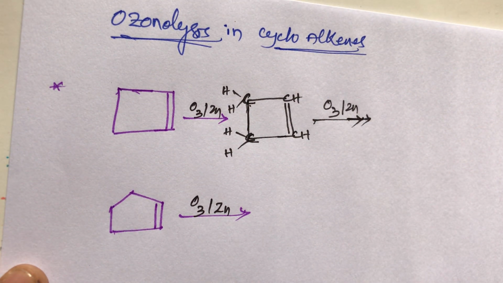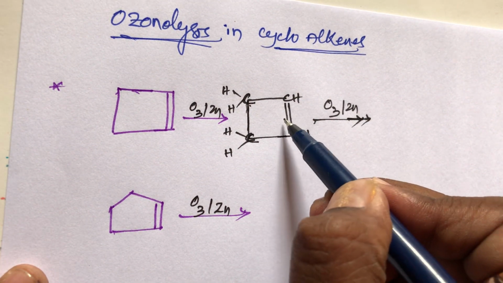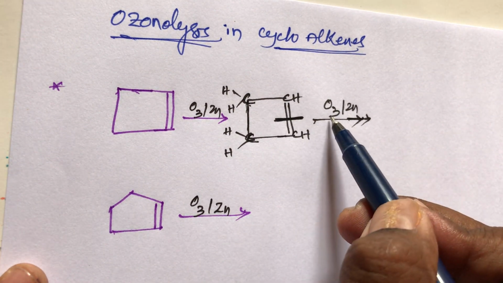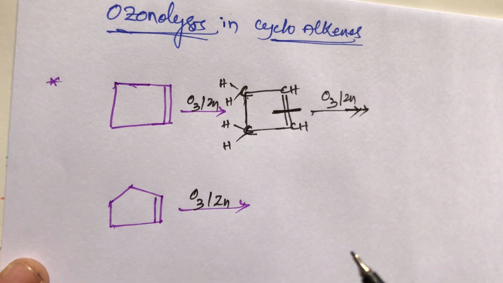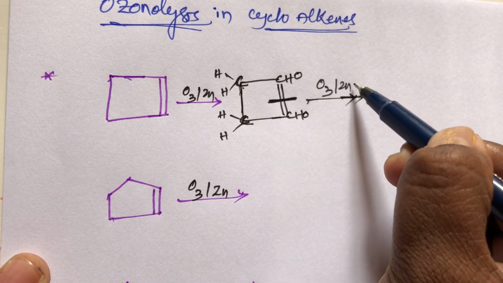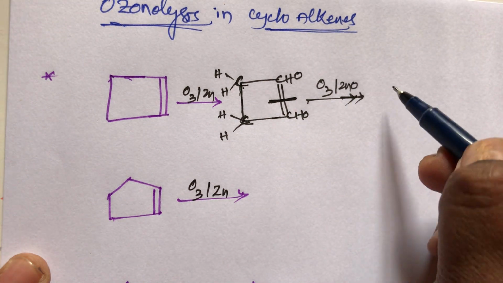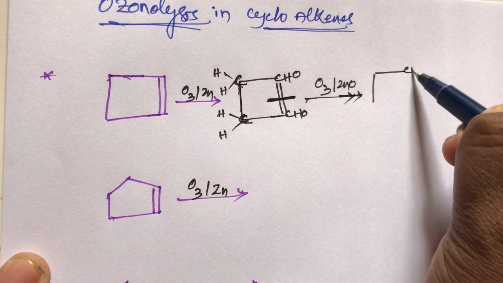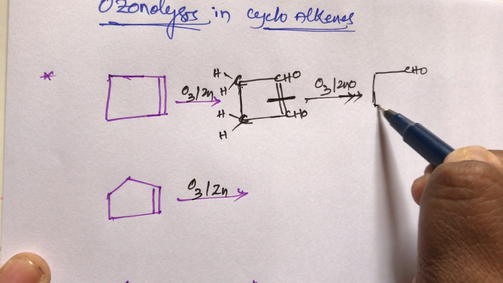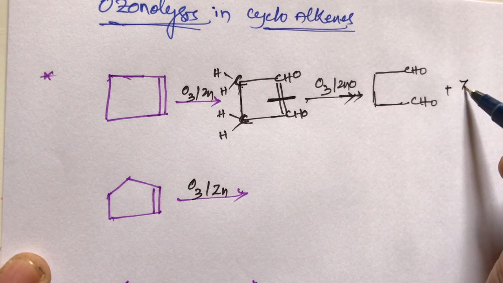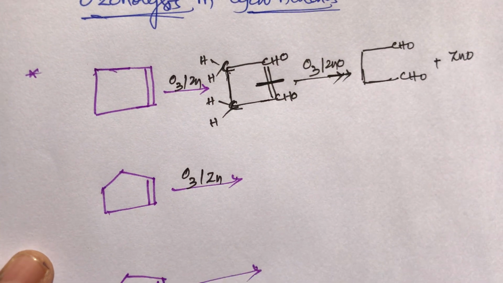What I said, students, is that the first step is bond cleavage. Cut this double bond. Here three oxygens are there. Out of these three oxygens, put one oxygen here, put one oxygen here, and put one oxygen to zinc. So what is the final product? CHO, then CHO plus ZnO. This is the final product.